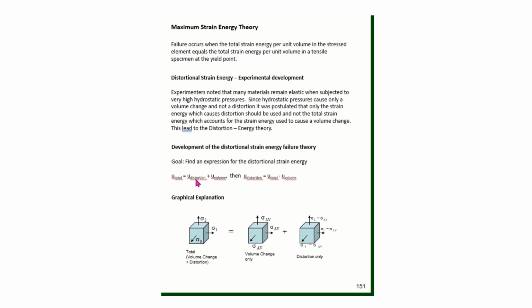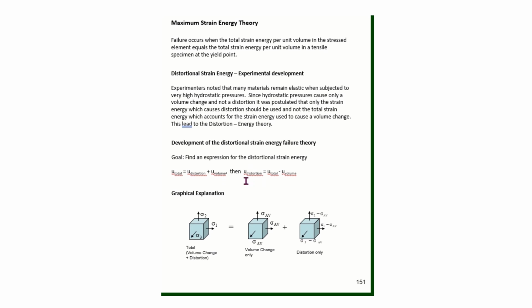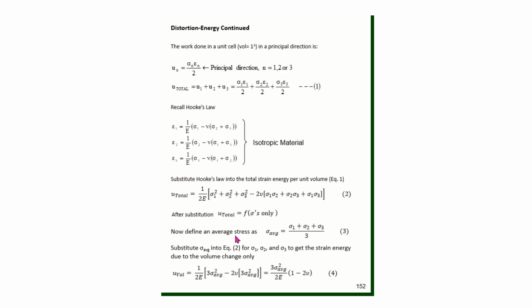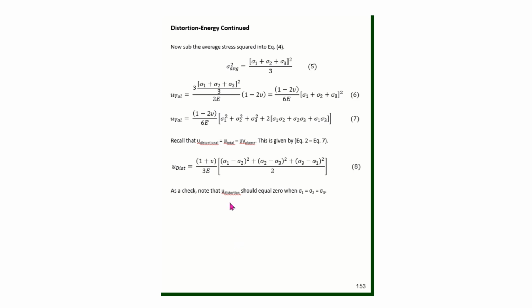And so to separate this out, we haul the volume strain energy to the other side, and we compute the U total and the U volume. And then from that, we can compute the distortional strain energy. And we went through these expressions and came up with this expression here for the distortional strain energy. And this expression is based on Poisson's ratio nu, modulus of elasticity E, and then these three principal stresses.